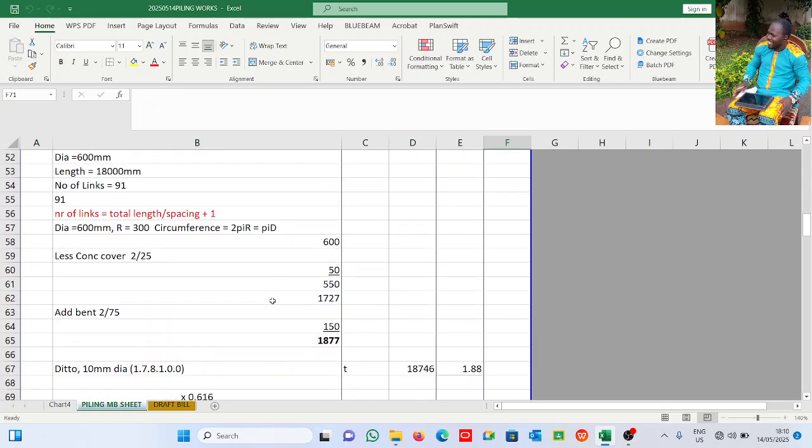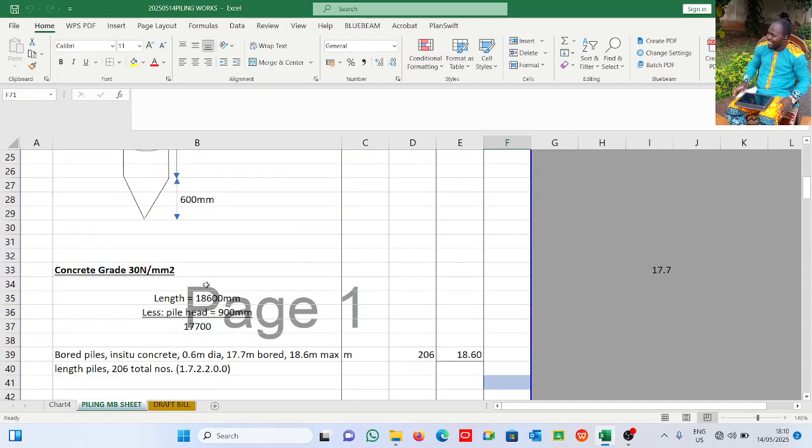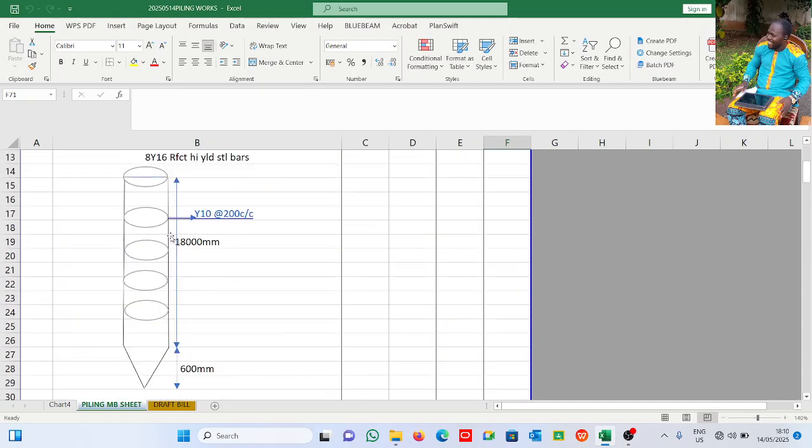Now our next item will be disposal. Of course, the sand you remove because of the boring process, you have to dispose out of site. If you look at this diagram here, it should be in twofold. This is one: the straight end is the one. The cylinder part is one, which is this, and we have the cone part of it, which is this.